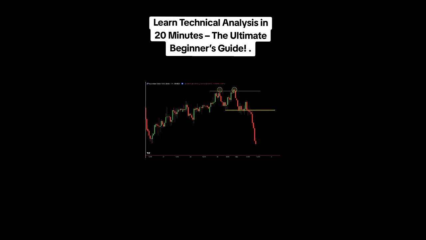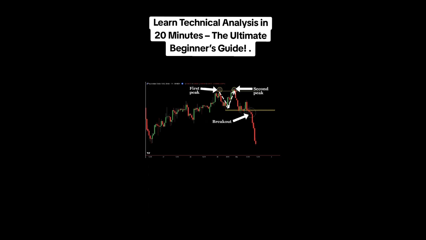A valid double top consists of three key parts. First peak, price moves up and hits a resistance level. Pull back, price drops slightly but then makes another attempt to go higher. Second peak, price reaches the same resistance level but fails to break through, showing weakness. When price breaks below the low between the two peaks, the pattern is confirmed and a downtrend is likely to follow.